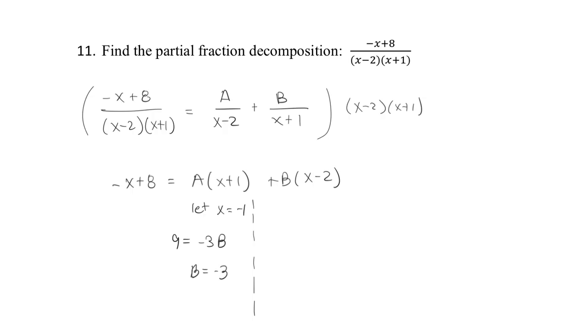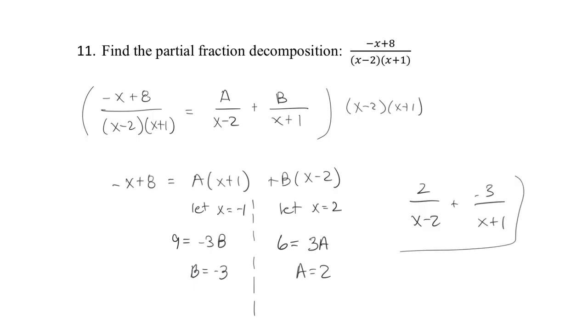Now if we want to do the same thing but to solve for a, that means b has to disappear. So in this case, I'm going to let x equal positive 2. The opposite of 2 is negative 2, plus 8 is 6. 2 plus 1 is 3. 3 times a is 3a. And then here b disappears. 2 subtract 2 is 0, so b is gone. So now we can solve for a equals 2. So now if we replace a for 2 and b for negative 3, we have our two partial fractions. So it's 2 over x minus 2, and then plus negative 3 over x plus 1.